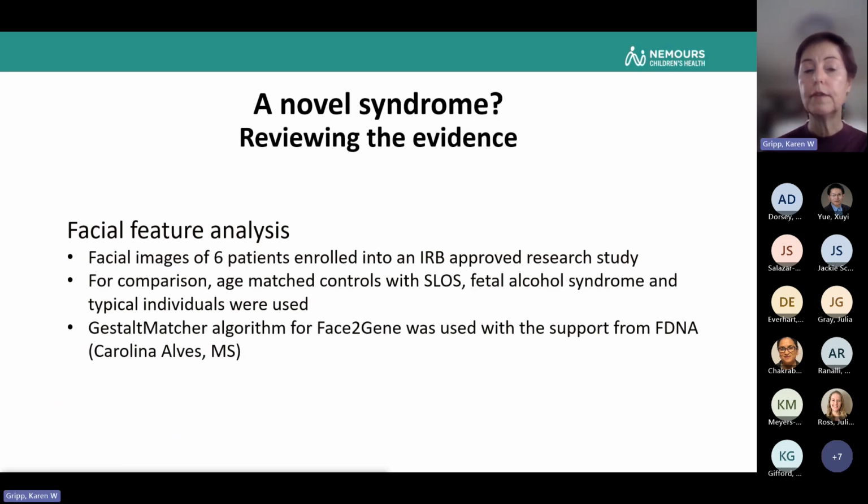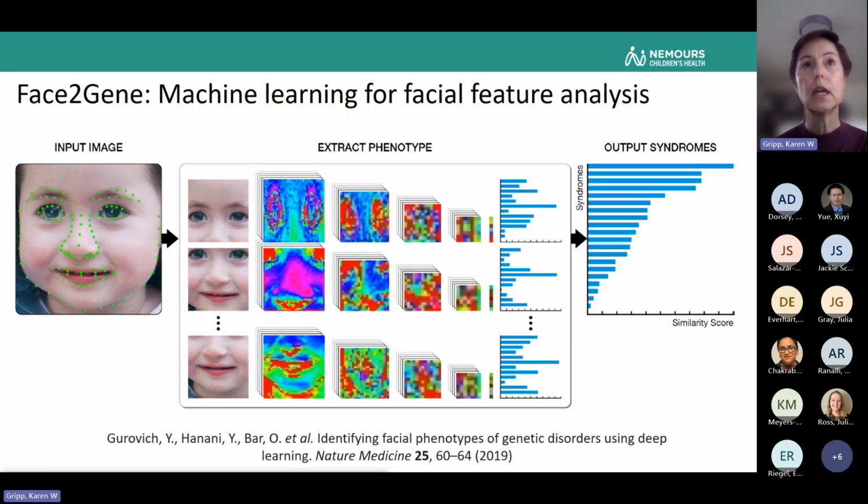So we wanted to review if indeed we had identified a novel syndrome, and we needed to review the evidence for that. We were able to use the patients' facial photographs and use a deep convolutional neural network analysis to assess the facial features. This here is a diagram of how we use this approach in clinic.